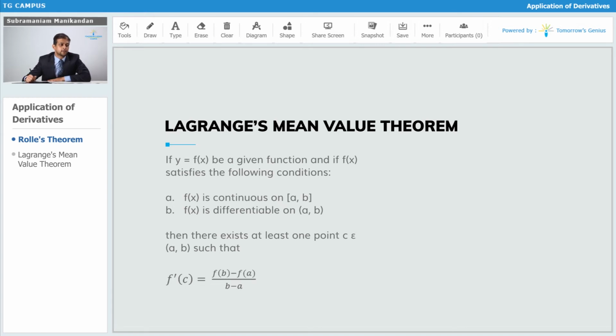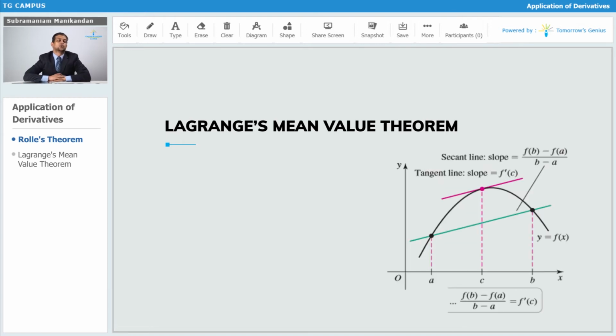So what does this mean when we look at it graphically? This black colored curve is the graph of some function y = f(x), and you have the initial point a and the final point b. Somewhere in between, if you draw a pink colored tangent, then the slope of that tangent is equal to f'(c). What Lagrange's mean value theorem says is that it is exactly equal to the slope at the end points a and b.